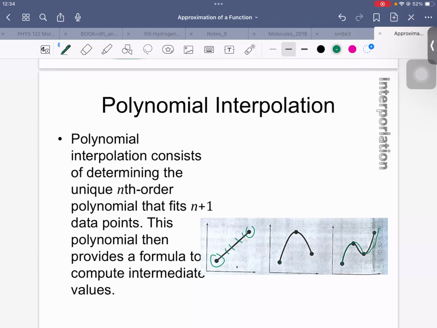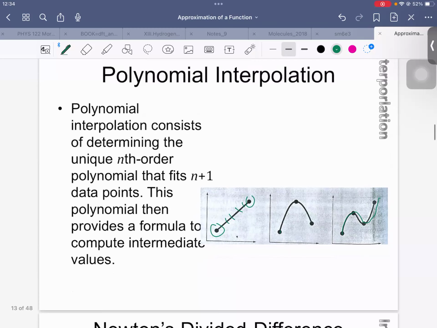Okay? All right, so now essentially it depends on the order. The unique nth order polynomial that fits n plus 1 data points.